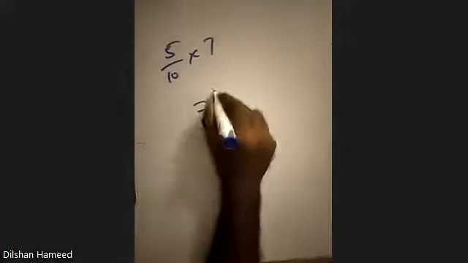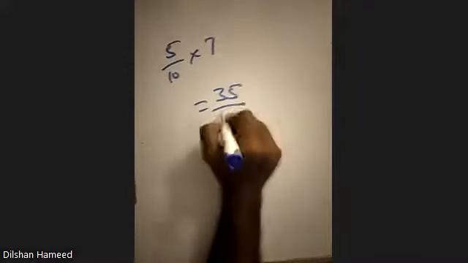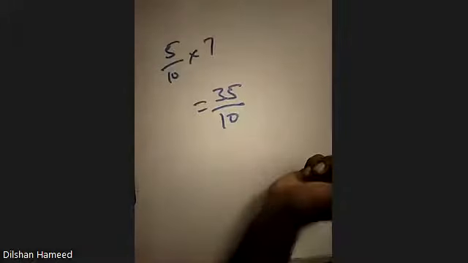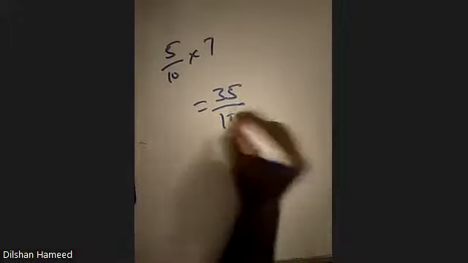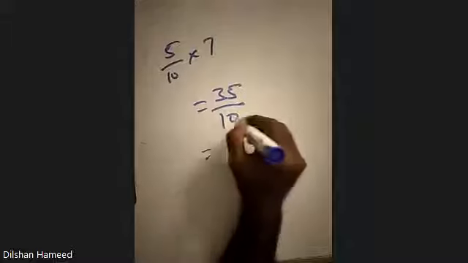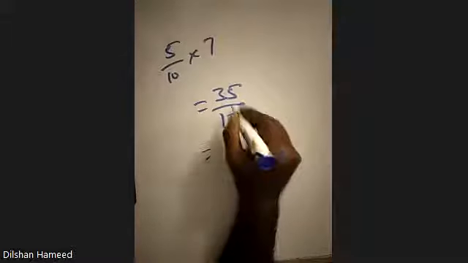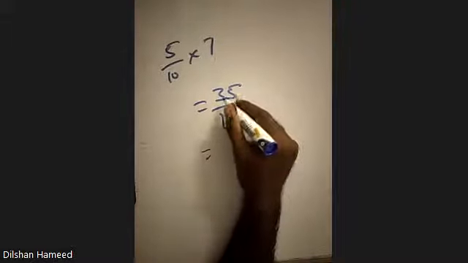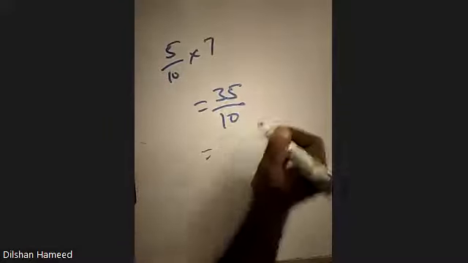So let's move to the next one. 5 upon 10 into 7. Okay. So 7 5s are 35 upon 10. You can still, if you want, simplify, because by taking a common number, you can take 5, because you can cancel 5 with the 35 and 5 with the 10.